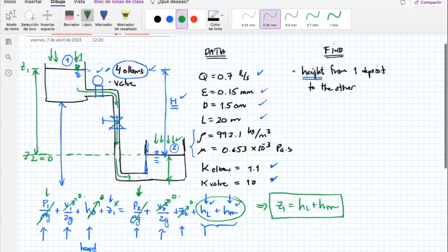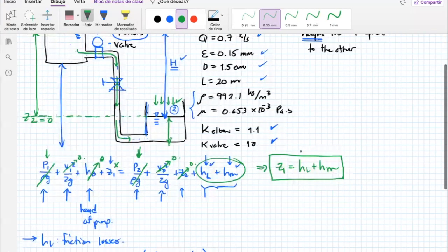Okay, so the height or this potential energy is compensating for the losses that I'm going to have here from 1 to 2. That's what's going to happen. This is my equation of the energy regarding this hydraulic system. Now, what I'm looking for here is an expression for HL, and this one is called the Darcy-Weisbach equation.